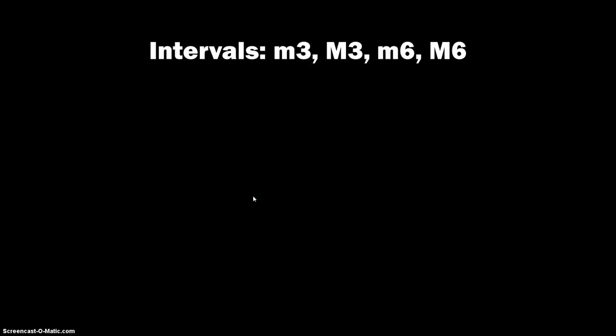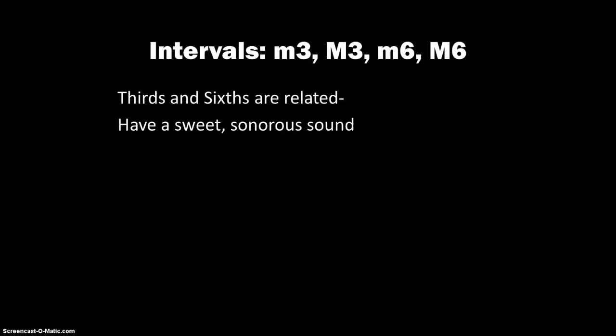In this presentation, we're going to be discussing thirds and sixths and the similarities between them. Thirds and sixths are actually related to each other, which I'll explain a little bit later, but they have a very sweet sound, a kind of ringing sound, and they give chords their quality. So they're very important in determining if it's a major chord or a minor chord, or some other type of chord. It's dependent on the thirds and sometimes the sixths.